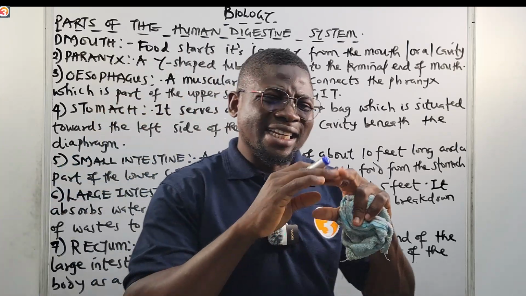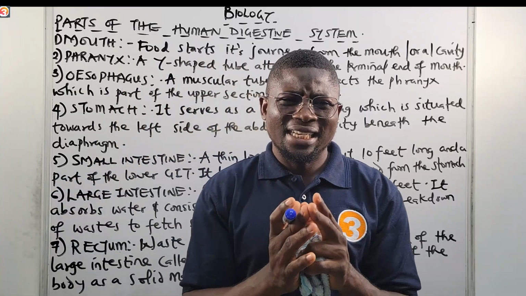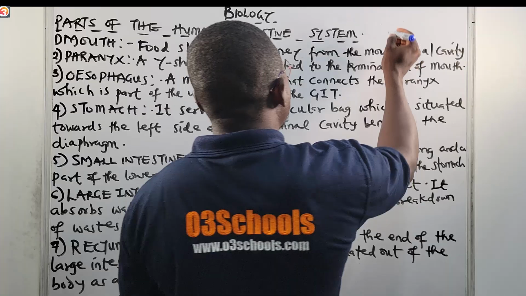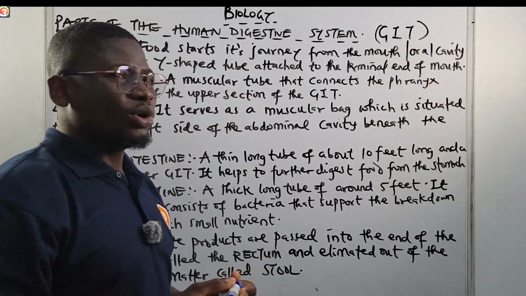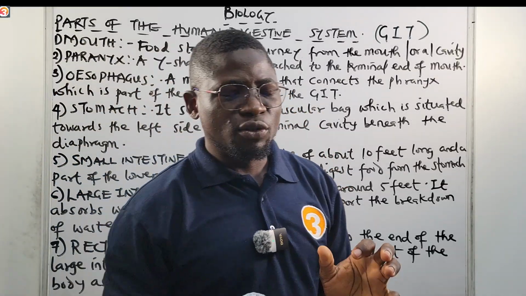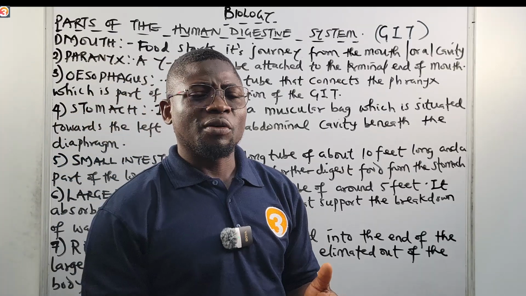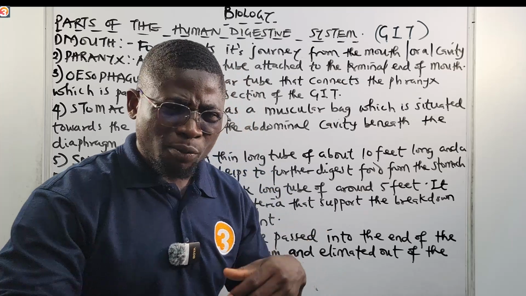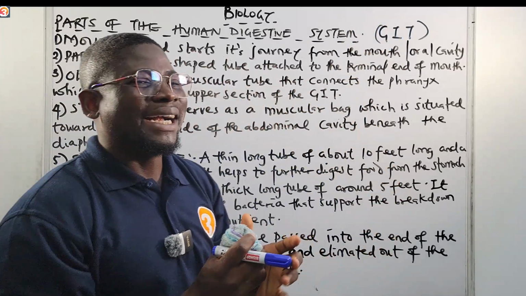Now, the human digestive system comprises majorly the gastrointestinal tract, the one we call the GIT, as well as its accessory organs. These accessory organs may include the liver, the pancreas, and even the tongue, and so many other accessory organs. So that is what comprises the human digestive system.